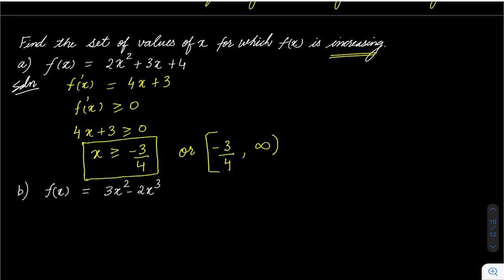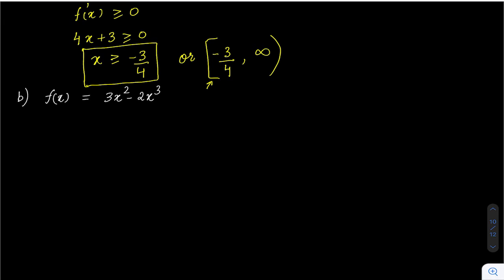Now just clearly observe that I am using a square bracket here, because the number minus 3 by 4 is included. If it's not included, then I will use a circular bracket. I hope you know the difference. Okay, anyways, you just need to write one of these two ways. Anyways, next. Now, let's try one more question. This was rather an easy one.